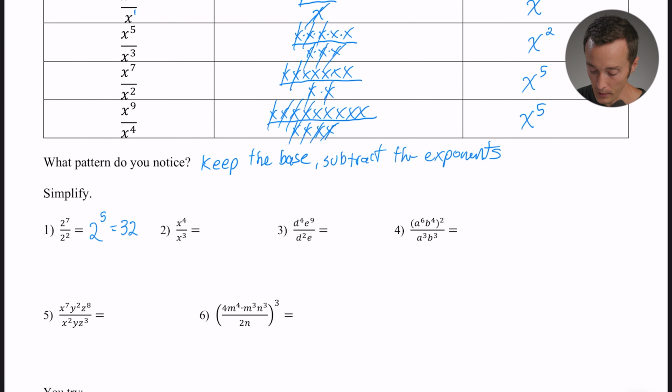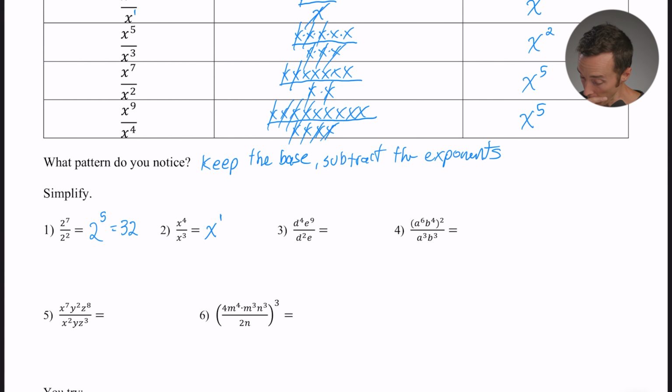Okay, let's see if we could do number 2. X to the 4th over x to the 3rd. Rule says keep the base, subtract the exponents. 4 subtract 3 is 1. Now, as a mathematician, I'm going to leave it like that. But if it makes you feel better, you can put a little 1 here. If you don't see an exponent, you assume that there's a 1. So I'm going to erase that just because that's how I always write it. But if it makes you feel better, you can put that little 1 in there.